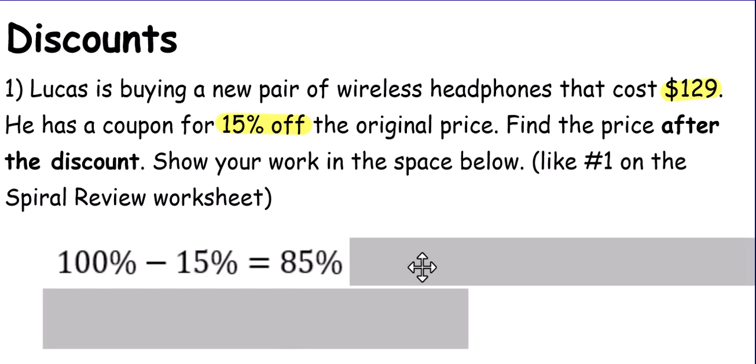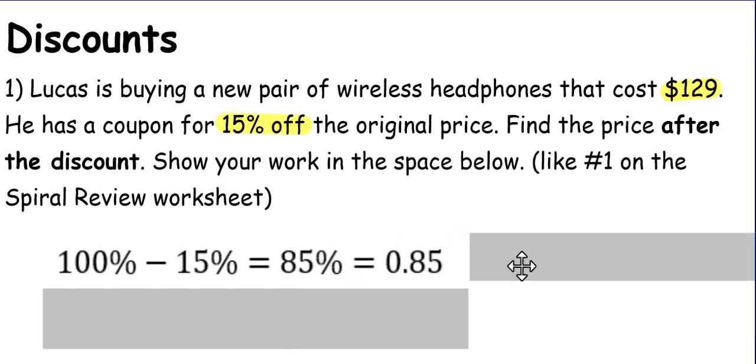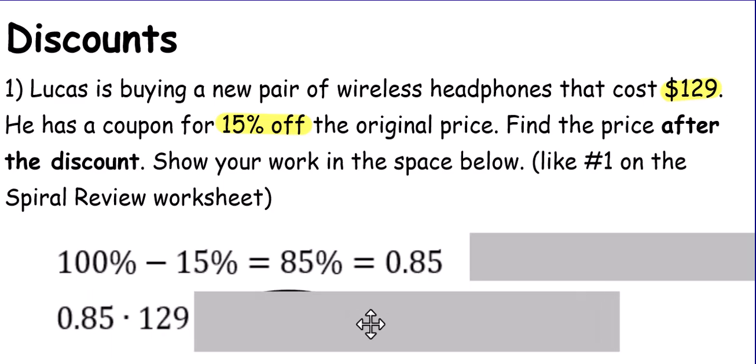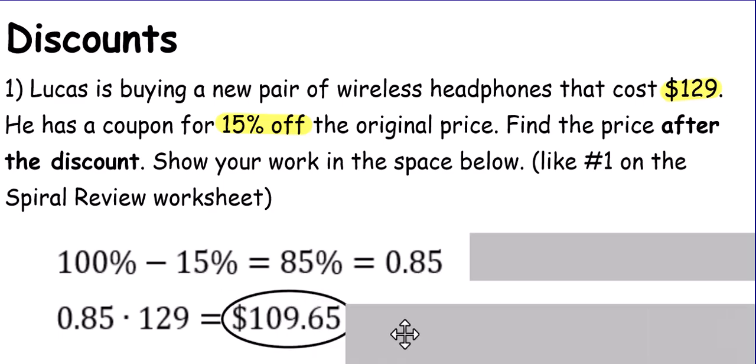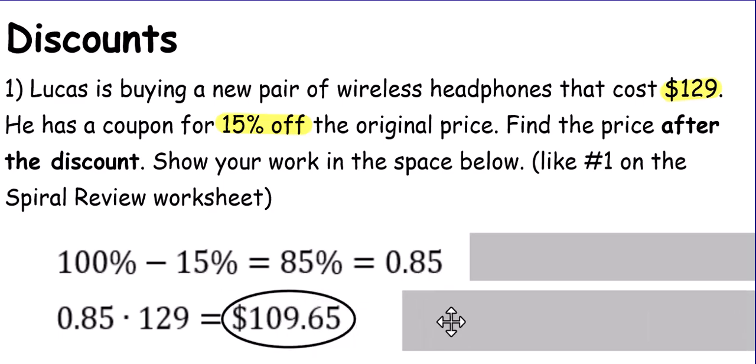Now, as we calculate, we do want to write that as a decimal. 85% is 0.85. Now, if you recall, we took that 0.85 or 85% times the original price of $129. That will get us our price after the discount. So we'll take a moment and calculate that. 0.85 times $129 is going to get us $109.65, which makes sense. It should be less than the original price of $129. Again, look at number 1 on your spiral review worksheet. It's very similar to this type of problem.